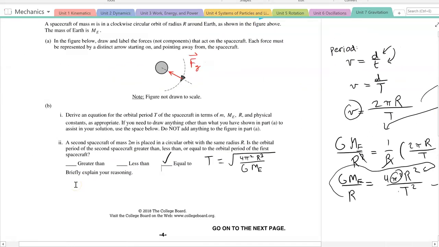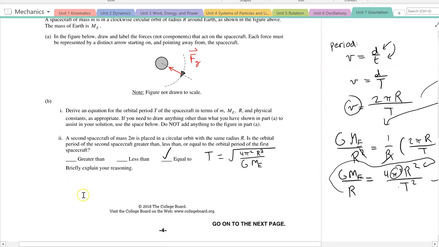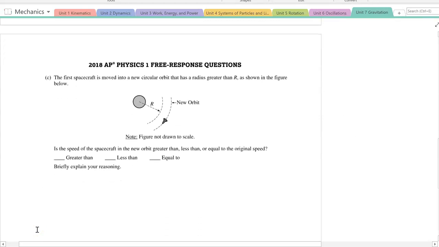So when it says briefly explain your reasoning, you can say the equation for orbital period does not depend on the mass of the spacecraft. It's brief, so you can even just say a one-sentence statement and you'll be fine. Moving on to part C.